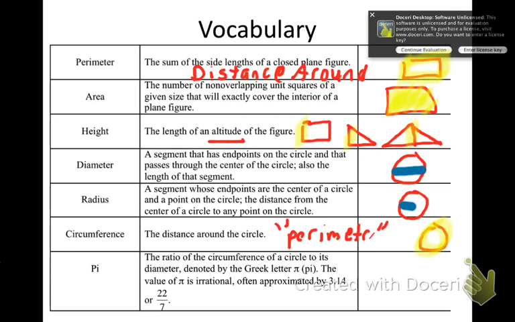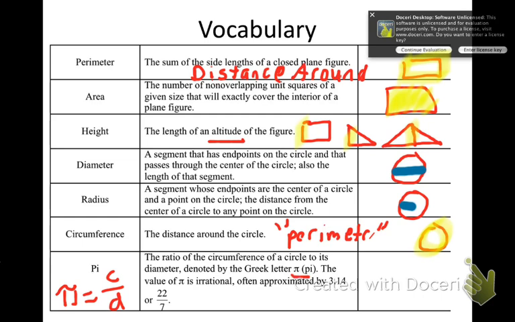All right, and then last but not least, we have pi. Pi is the ratio of the circumference of a circle to its diameter. Essentially, pi equals c over d. Okay, it's the ratio of circumference to diameter. That's where that comes from. Denoted by the Greek letter pi.